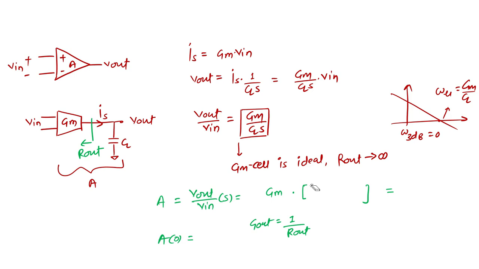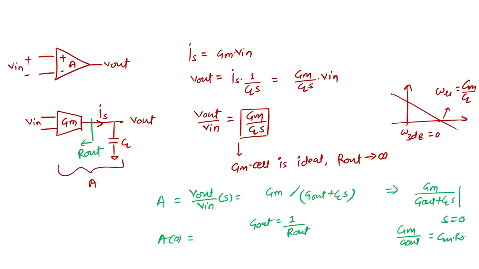So rather than writing this, I write it like this. Okay, so it would divide by G out plus CLS. So what exactly is the gain? It is GM by G out plus CLS, and the DC gain comes out as GM by G out, which is GM R out. This is the practical gain block we can implement like this.